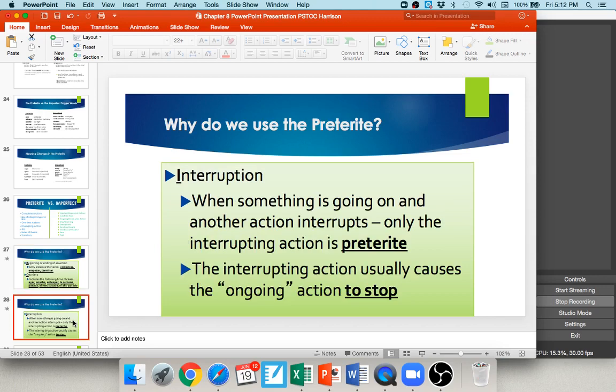The I is the interruption. When something is going on and another action interrupts it, the action that does the interrupting is the preterite. Think about the dumb blonde. When the dumb blonde was walking down the stairs, the killer snatched her. Okay, the snatching interrupts the walking. So the snatching is preterite, but the walking is imperfect.